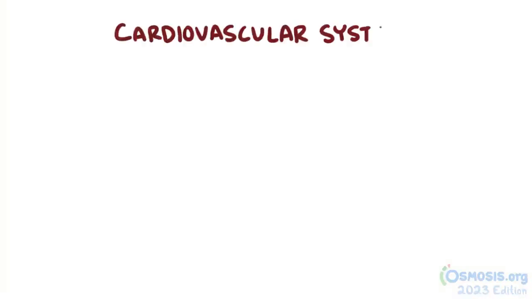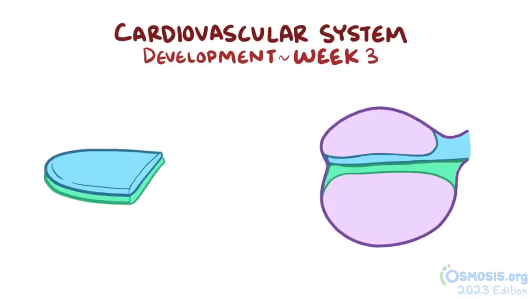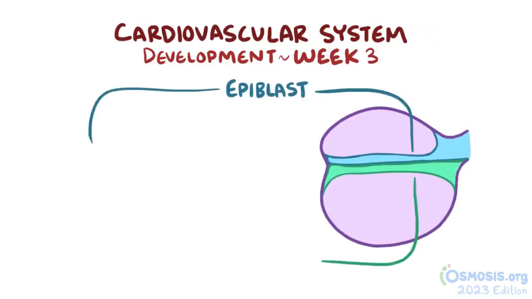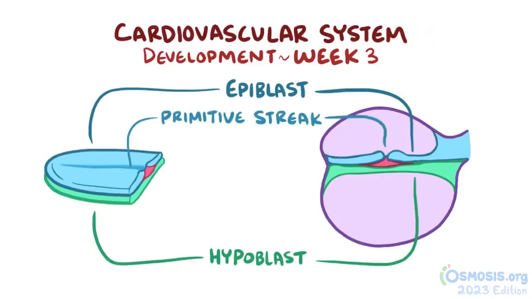The cardiovascular system starts developing at the beginning of week 3 of development. At that point, the embryo is a flat little pancake made up of two layers, the epiblast on the dorsal or backside, and the hypoblast on the ventral or front side. A line called the primitive streak appears on the epiblast back of this two-layered creature.